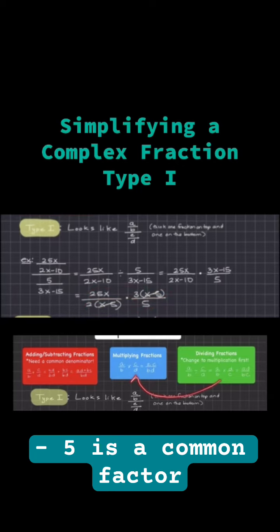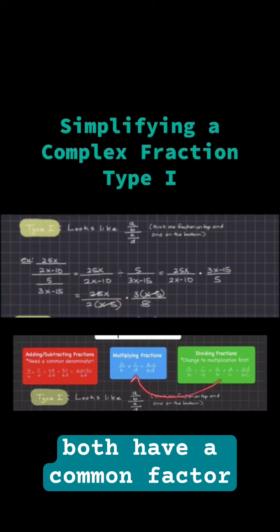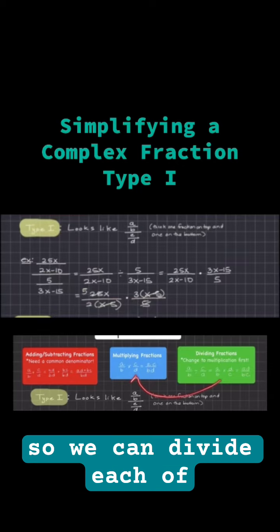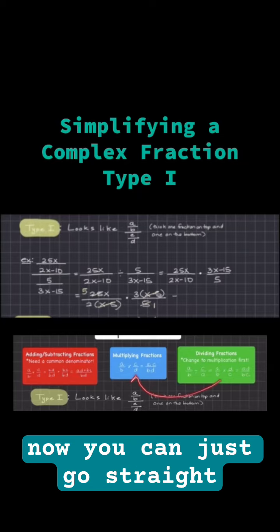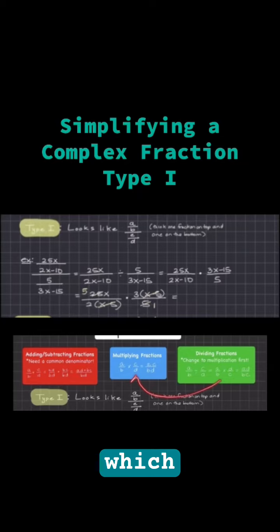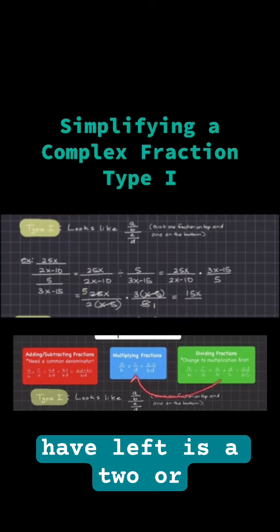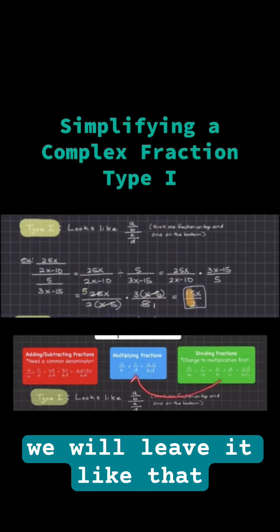So x minus 5 is a common factor. Also, 5 and 25 both have a common factor of 5. So we can divide each of those by 5. Okay, so technically that would be a 1. And now you can just go straight across the top. So you have a 5 times a x times a 3, which is a 15x. And in the bottom, all we have left is a 2, or a 2 times 1. And so this is going to be our simplified answer. And we will leave it like that.